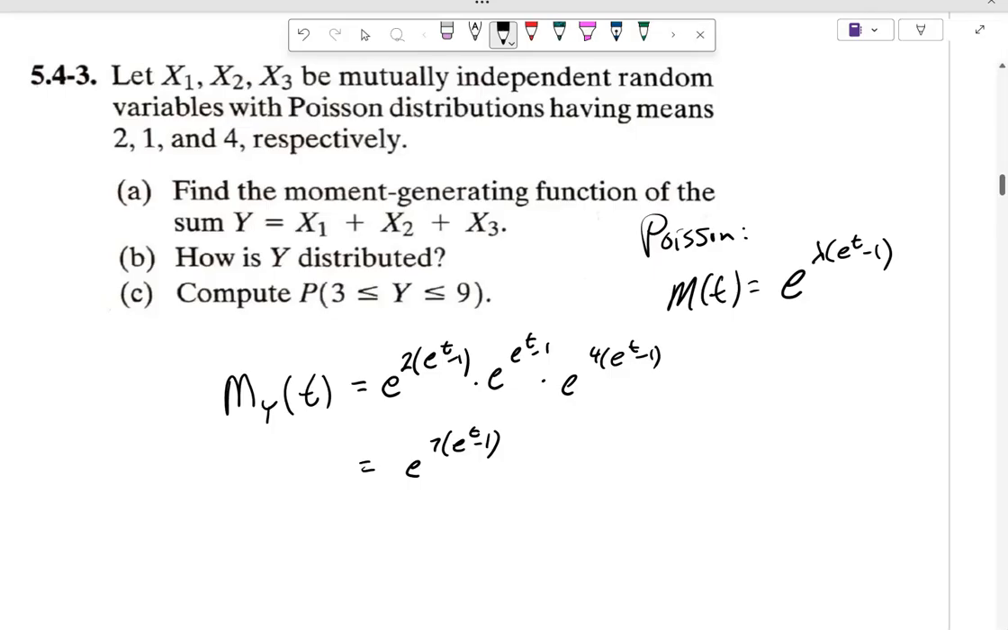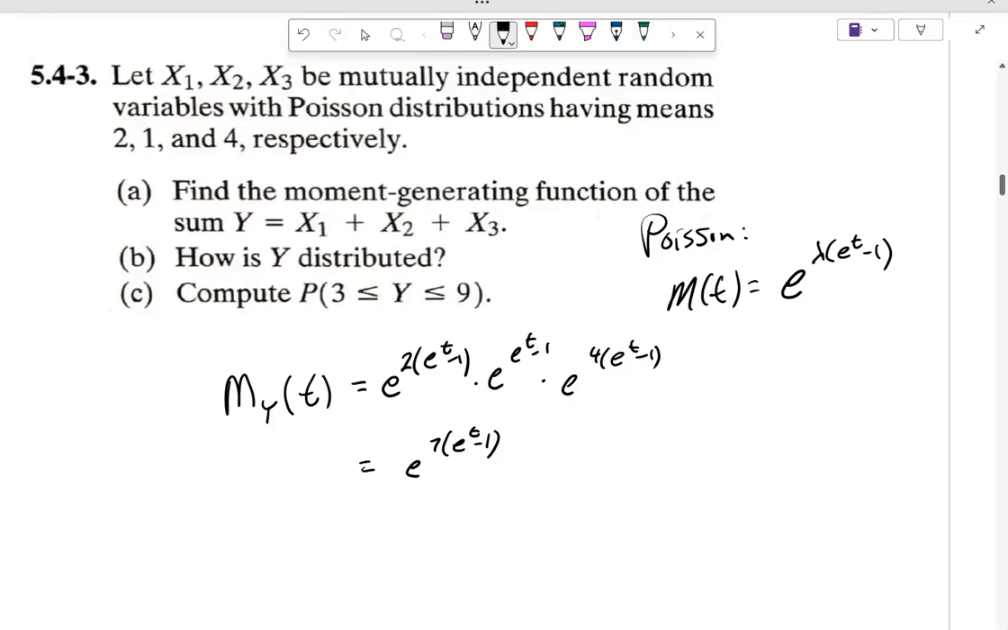That makes sense? The last part: Poisson is a discrete distribution, so you'd have to add it up from 3 to 9, right? Do a sum of those things, or use your calculator. Use the calculator's Poisson CDF function on it.